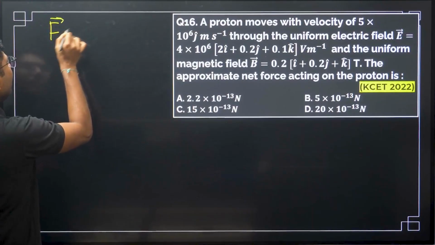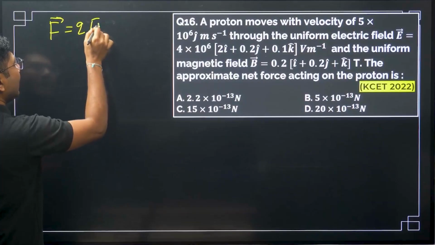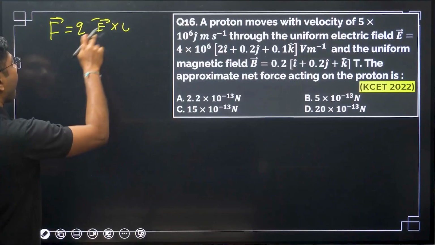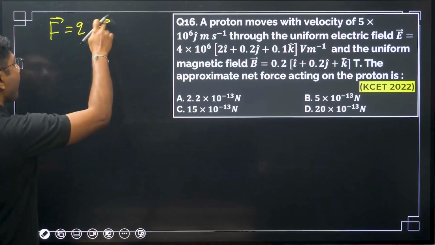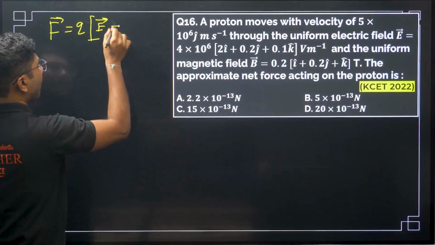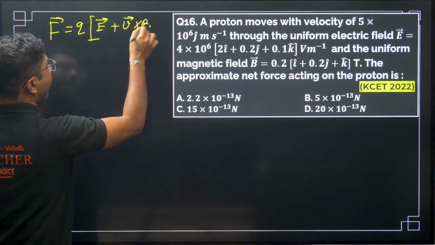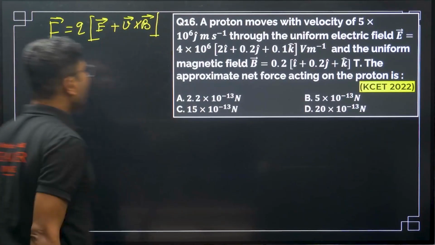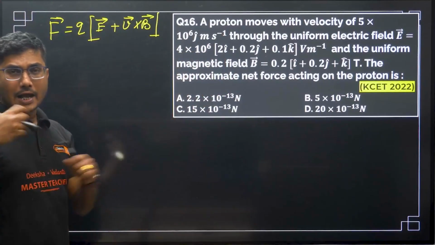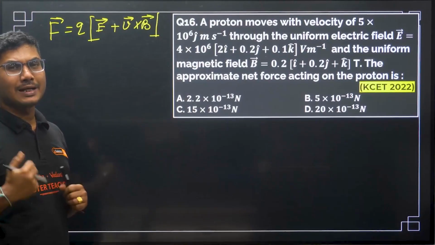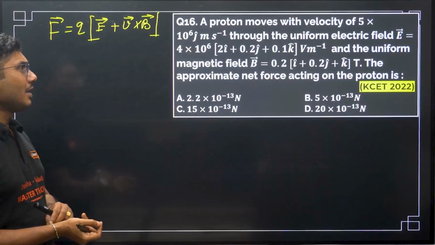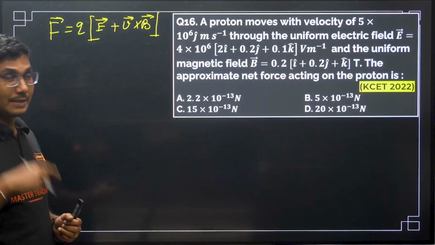So F equals Q into E plus V cross B. Now you have to first find V cross B. I will not solve the question completely. I will leave it because I have solved this question in my lecture. In case you don't understand, you can go and check my lecture where I have solved this question, in the first lecture, part 1.